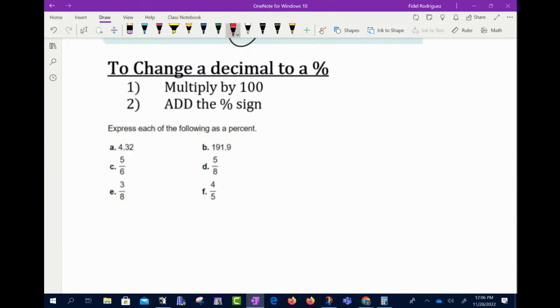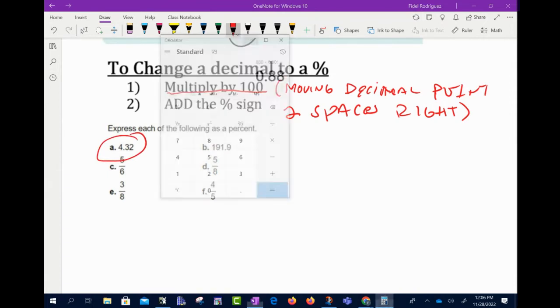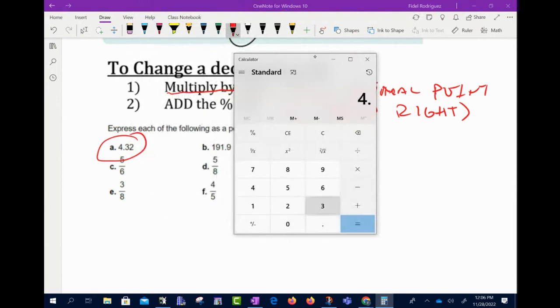Guys, one thing I want to remind everybody of, when we multiply by 100, what happens is we end up moving our decimal point two spaces to the right. Okay, so I want you to notice something. Here's the number 4.32. If I were to take my calculator, let me just show you real quick, and multiply 4.32 by 100, I'm going to end up moving my decimal 2 spaces to the right.